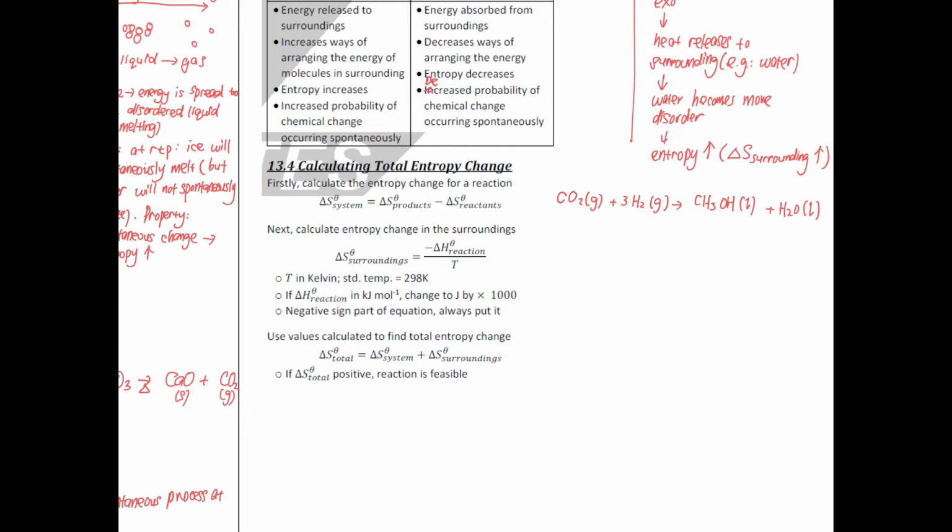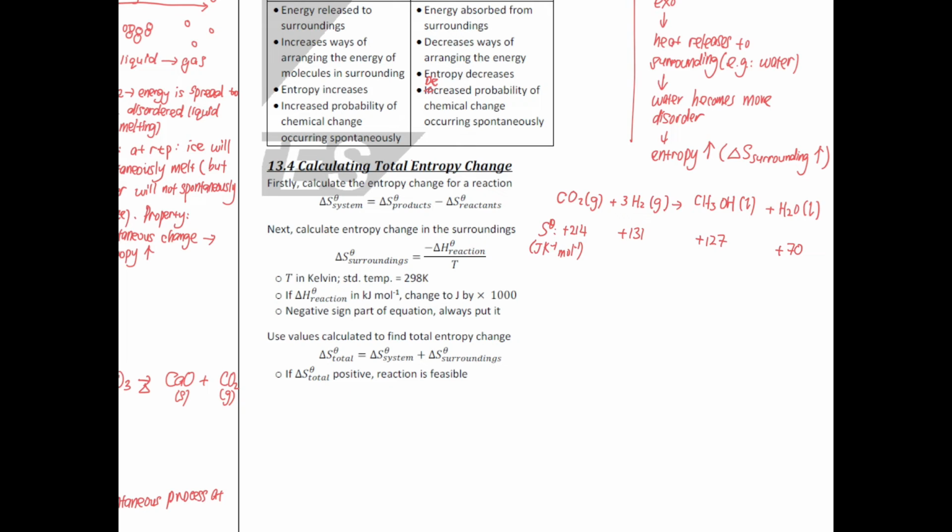They will give you S theta, which is the standard condition. S theta for CO2 is positive 214. S theta for hydrogen is positive 131. S theta for methanol is positive 127. And S theta for H2O is positive 70. The unit for entropy is joule per Kelvin per mole.